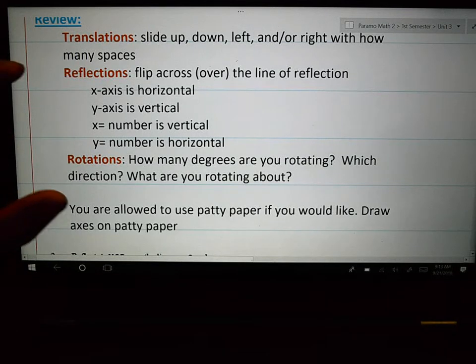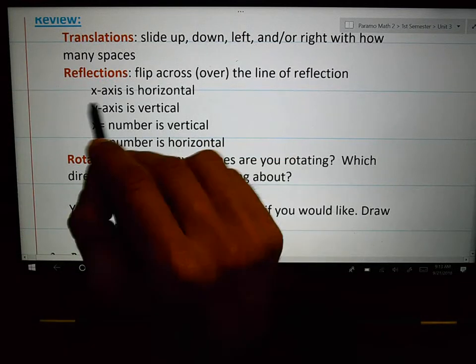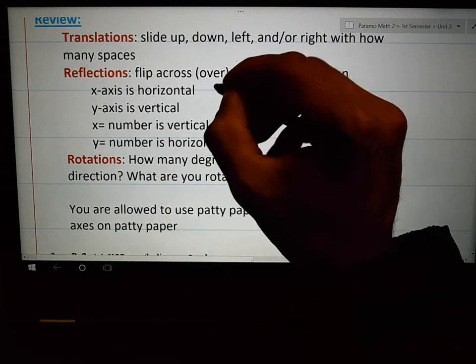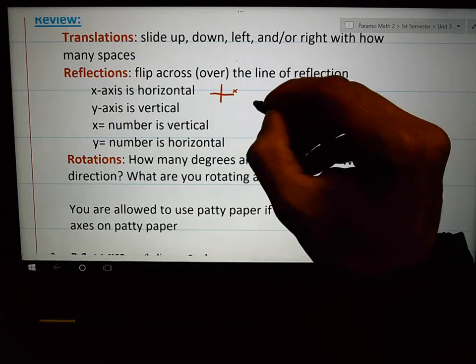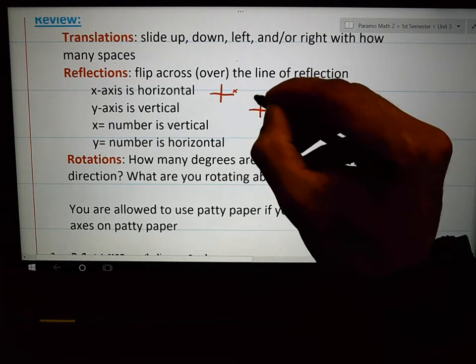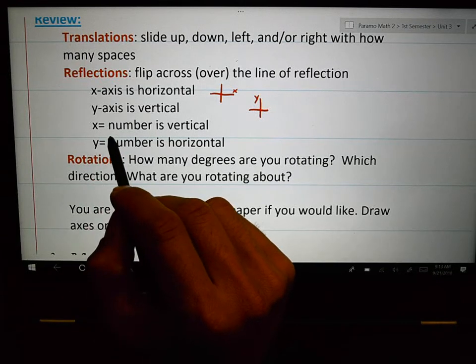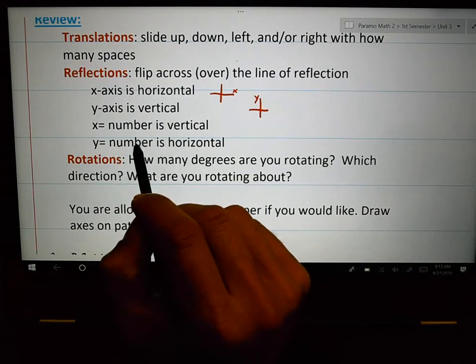And so I put some hints to you. If you are a person who doesn't know which one is which, I wrote these things down in your notes because some of you may forget that the x-axis is this one, the y-axis is this one, and in case you didn't remember that, I put those on the notes for you. If you forget that x equals is a vertical line, that's why I had you write that down.